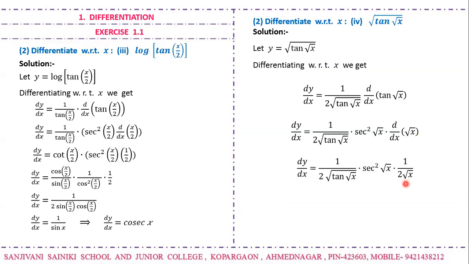Put those values in this equation. Simplify it, you get sec square root x. This 2 into 2 is 4 root x and this root tan root x will combine together and you will get 4 root x tan root x.